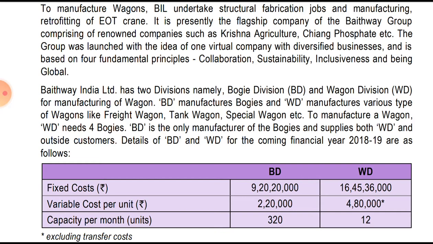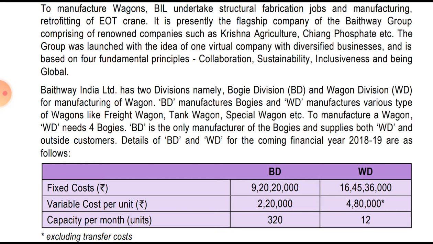For the manufacturing of the wagon, WD manufactures wagons and BD manufactures bogies. WD manufactures various types of wagon, like freight wagon, tank wagon, special wagon. To manufacture a wagon, WD needs 4 bogies. BD is the only manufacturer of the bogie, so if WD needs the bogie, they have to purchase from the BD department.